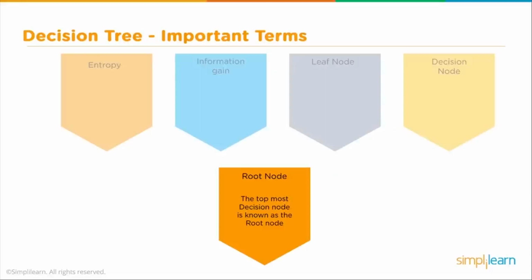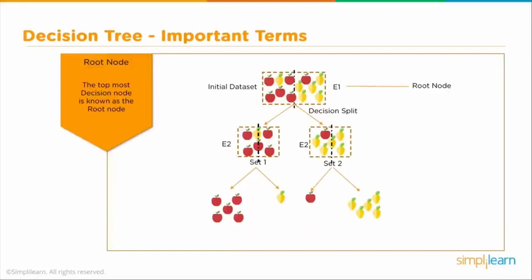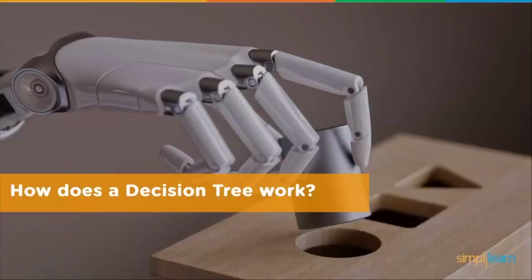The topmost decision node is known as the root node. And this is where you have all of your data and you have your first decision it has to make, or the first split in information. So far we've looked at a very general image with the fruit being split. Let's look and see exactly what that means to split the data and how we make those decisions. Let's go in there and find out, how does a decision tree work?